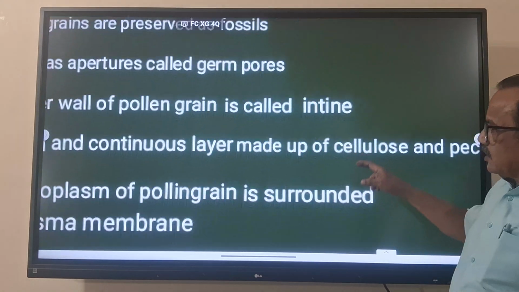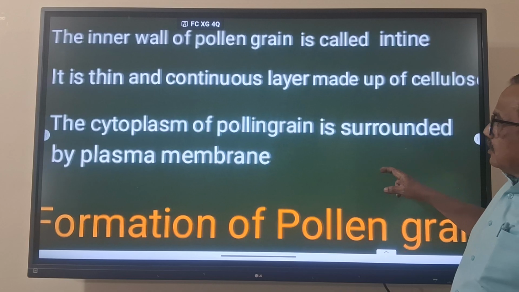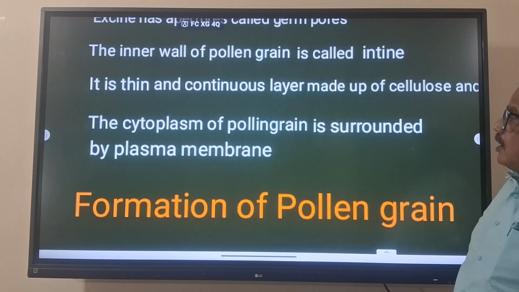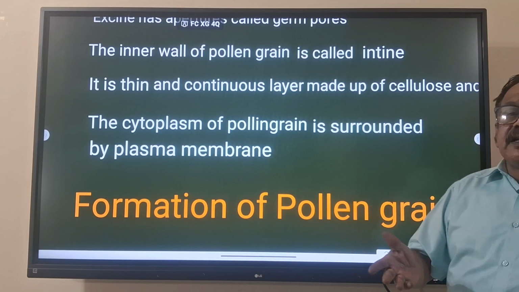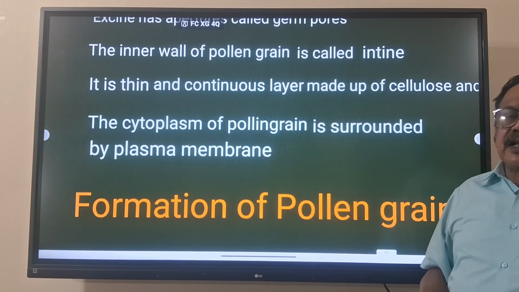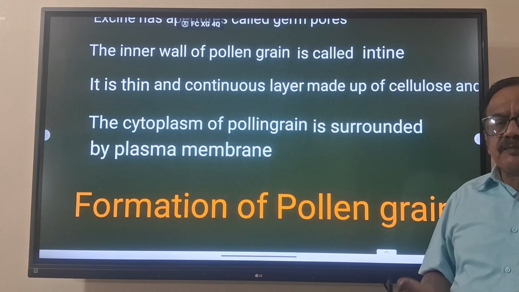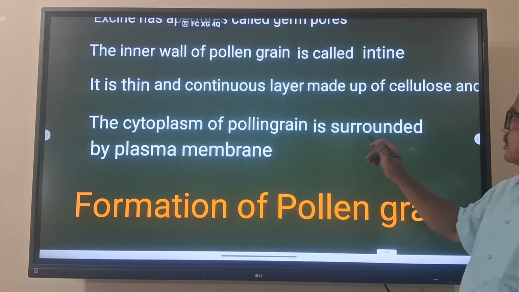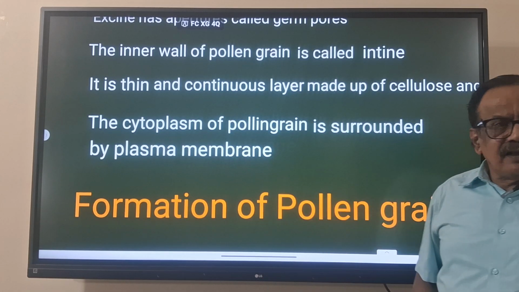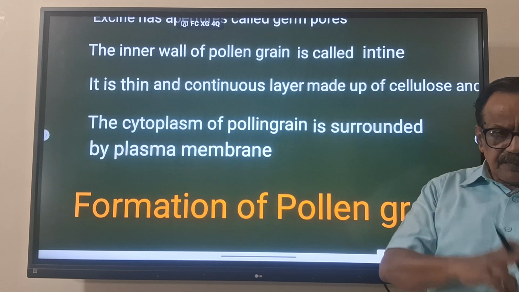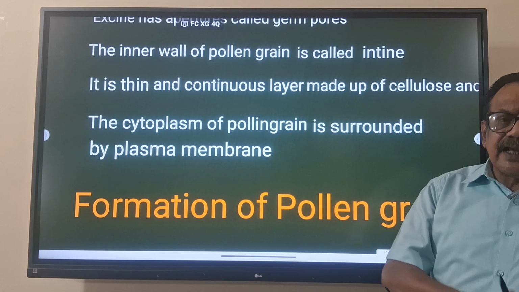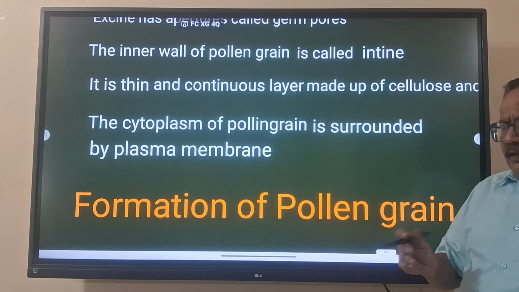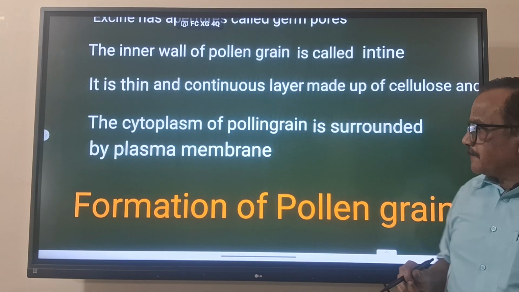Now we'll see, inside the two walls, what is present? Cytoplasm is present. Wherever cytoplasm is there, it is surrounded by the plasma membrane. That is telling us the cytoplasm of the pollen grain is surrounded by a plasma membrane. So upon the plasma membrane is the intine, and on the intine the Exine is present. These are the things you have to remember.